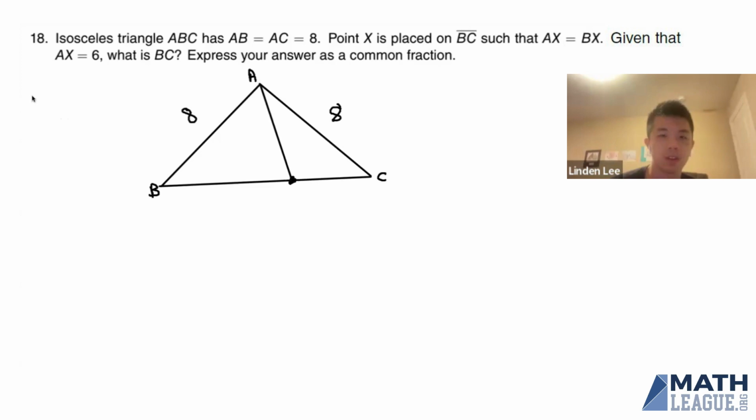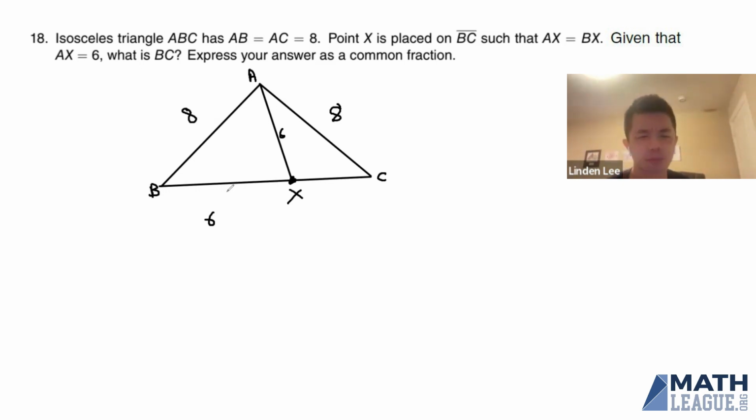So we draw this line to X. We know that AX is equal to 6. BX is also going to be equal to 6. And we want to figure out what the length of BC is.